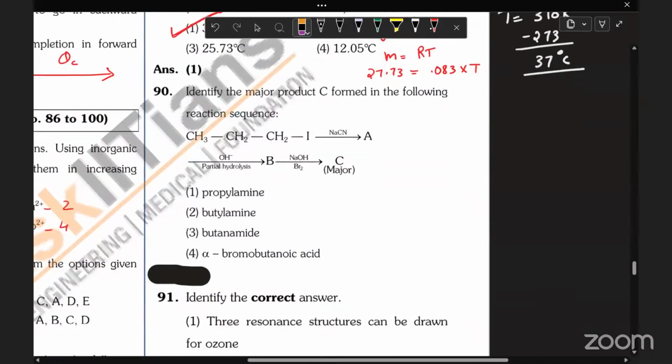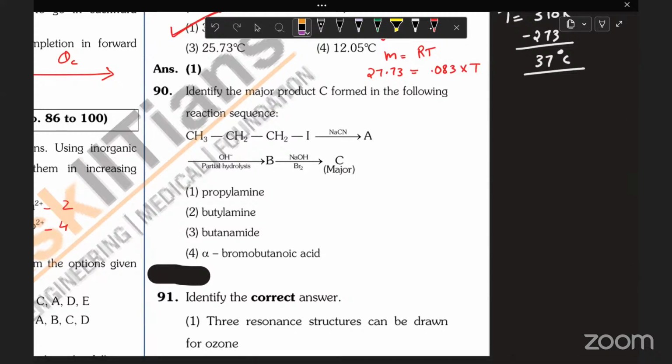So next question. The question from organic, it's a chain of reactions, right? So a number of conversions. You need to find the major product C formed in the following reaction sequence. So you have an alkyl halide, the propyl iodide, you are adding NaCN. So Na plus CN minus, CN minus will attack on this carbon, I minus will be removed, and you'll have CH3, CH2, CH2, CN.